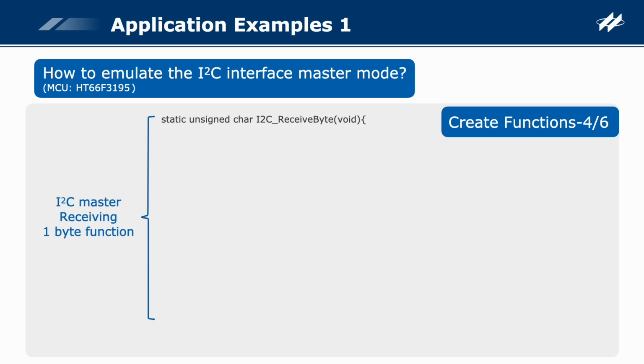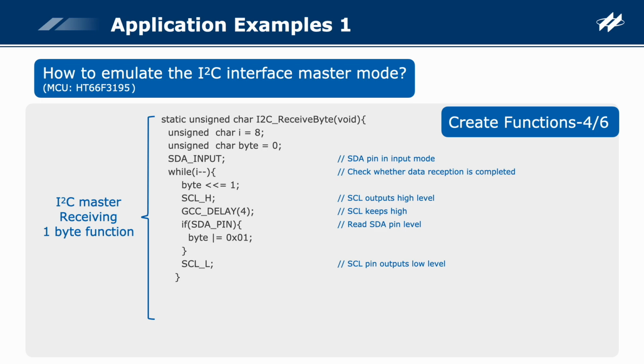This step is to introduce the master receiving function. First of all, the master controls the SDA pin to input mode, and 1 byte has 8 bits, which is used to determine whether the data reception is completed or not. If not, the master generates a clock signal, that is, it controls the SCL pin to output a high level, keep high for a period of time, then output a low level.